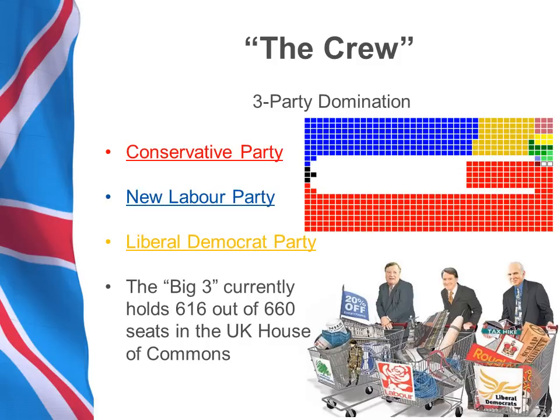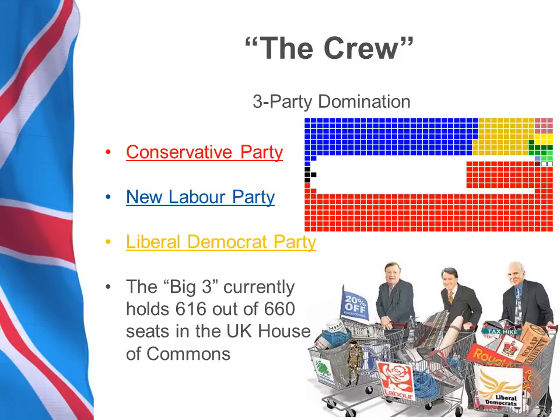Alright, let's begin. When discussing the political parties in Britain, one of the first things you're going to notice is that it is primarily dominated by 3 different parties. The graphic to my right is a color-coded representation of the House of Commons. The red squares represent the Conservative Party, the blue squares represent the New Labour Party, and the gold squares represent the Liberal Democrat Party.